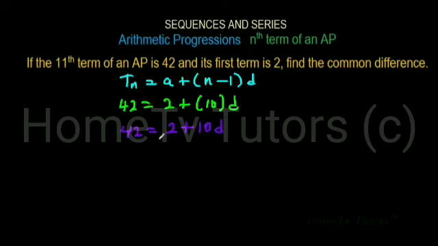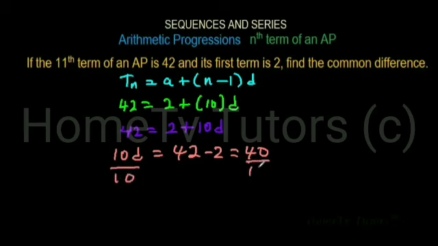We still try to find D, so we subtract 2 from both sides of the equation, and write the left hand side on the right hand side and the right hand side on the left hand side. Now we have 40. We go ahead to divide both sides of the equation by 10. 10 cancels 10 out, and so now we have D equals 4. So the common difference is 4.